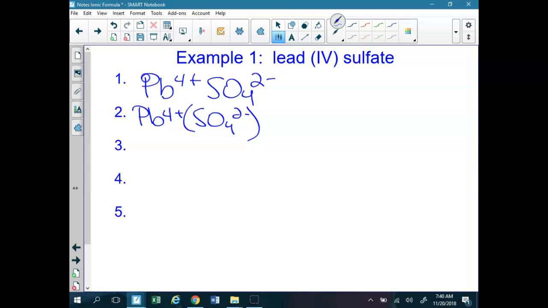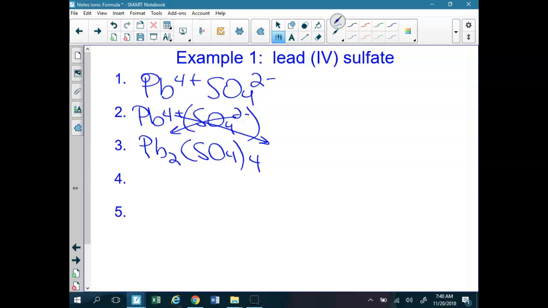Say that again. You trade with your neighbor, right? Pb and SO4 are neighbors. They're going to trade their superscript number, and when they trade it, they have to write it as a subscript. But we do not bring the charge, we just bring the number. So, Pb will become a 2. I keep my parentheses, if there are parentheses, and I go outside the parentheses. So this 2 came down, this 4 came down.